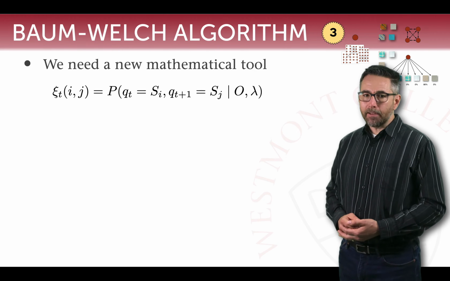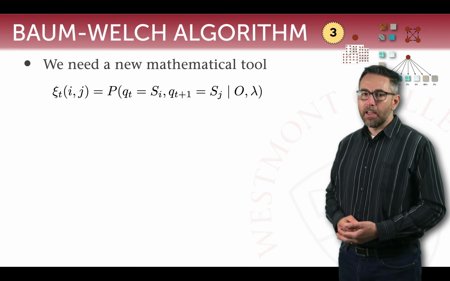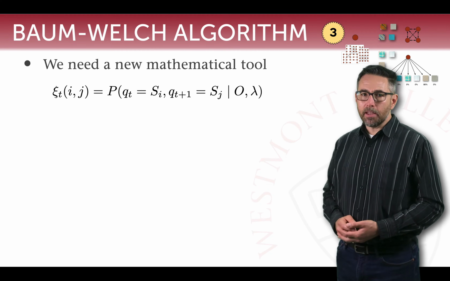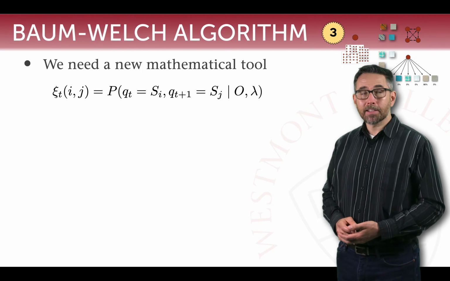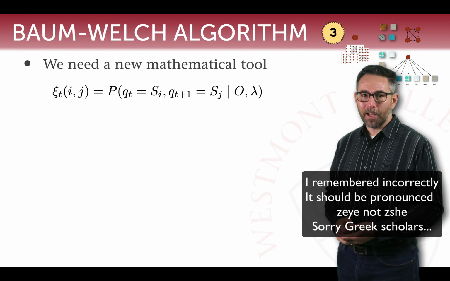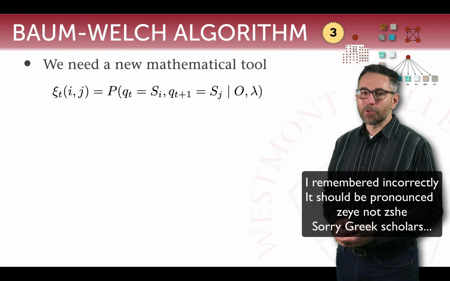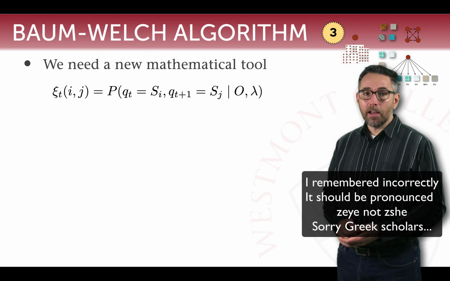All right, knowing that, we now need to introduce a new mathematical tool, and we're going to introduce the variable xi. I had to check with my son, who's learning Greek right now, to know how to pronounce this variable. So xi, it kind of looks like Dr. Seuss. So xi_t(i,j).